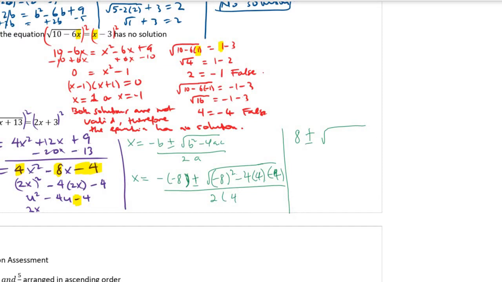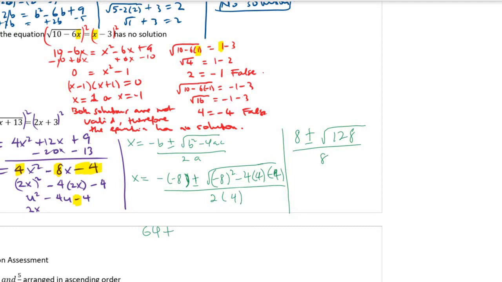Okay, so if I do this, just trying to make sure with the calculator here. 8 squared is 64. 4 times 4 is 16. So we're going to have 64 plus 16 times 4. 16 times 4 is 64. So 64 plus 64 is 128. So 128 will be inside, all over 8.